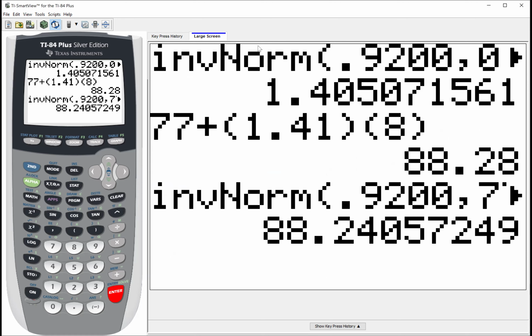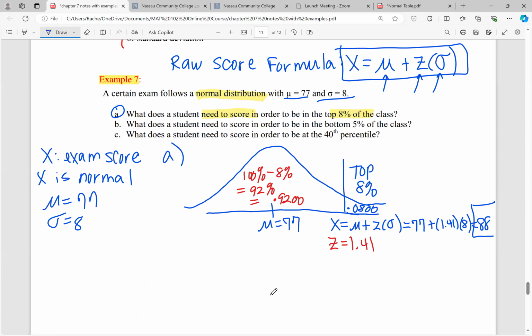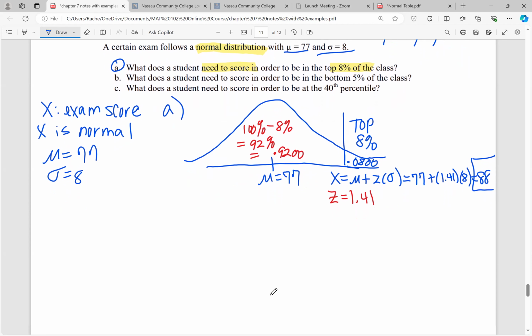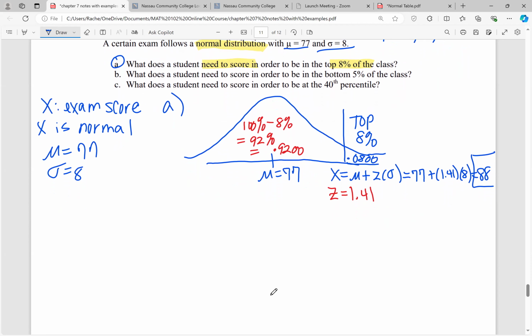So going forward, to get a raw score, I'm still going to use inverse norm, but I'm going to tell the calculator the mean and the standard deviation of the distribution, and I'm going to get it without having to plug it into the raw score formula. If you prefer to plug into the raw score formula, that's fine, whatever way you prefer. But going forward, I'm going to get the raw score immediately. So let's look at part B.